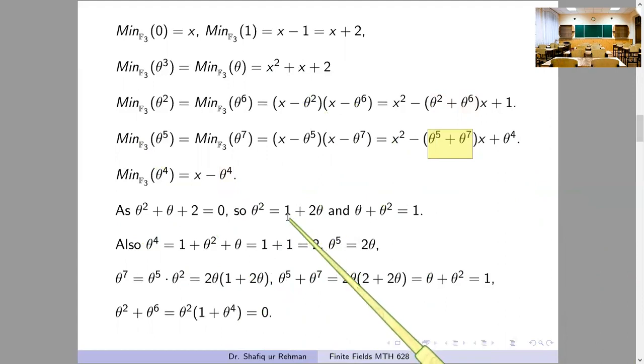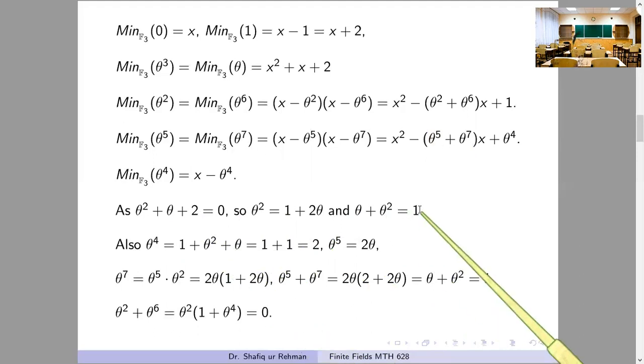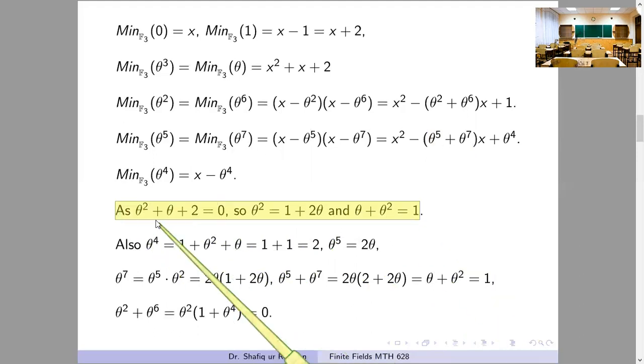From here we obtain that theta square equals minus theta minus 2, and because minus 1 equals 2 and minus 2 equals 1, by using modulus 3 we can write theta square equals 1 plus 2 theta, because minus theta equals 2 theta and minus 2 equals 1. And also we get theta plus theta square equals minus 2, that is equal to 1. So first of all, from this relation we get these expressions.